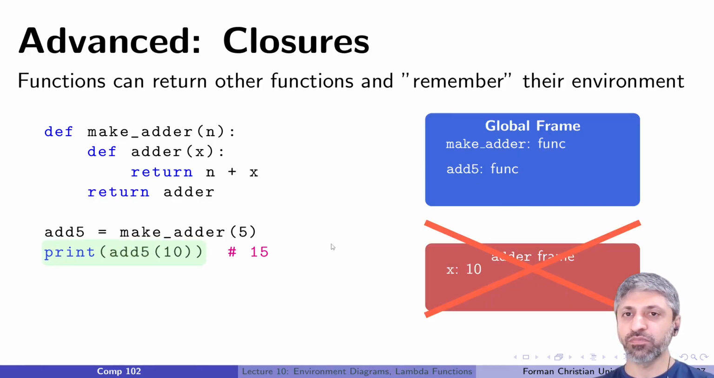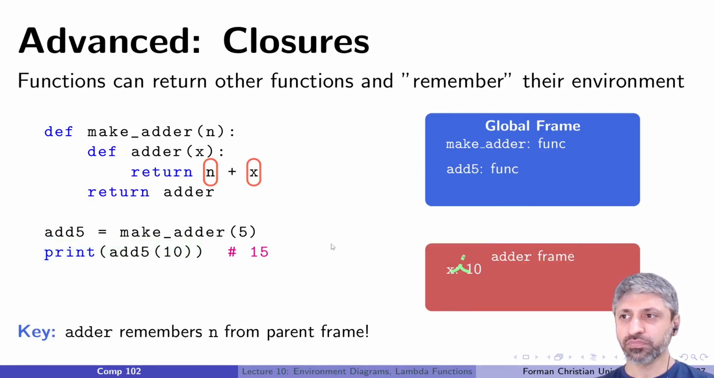You return that to the global variable called add5, and then when you call add5 with the parameter 10, what happens? The value of x is coming from the adder frame, which is 10, right? But where is the value of n coming from, because you don't have n in the global frame, right? But you do have n in the local frame of make_adder. Even though we cannot see the frame here, it still exists, but that frame is accessible only by adder.